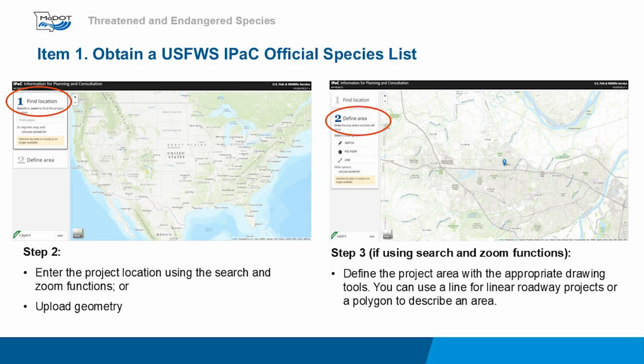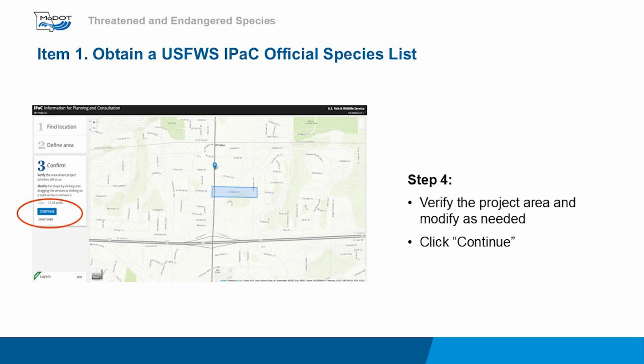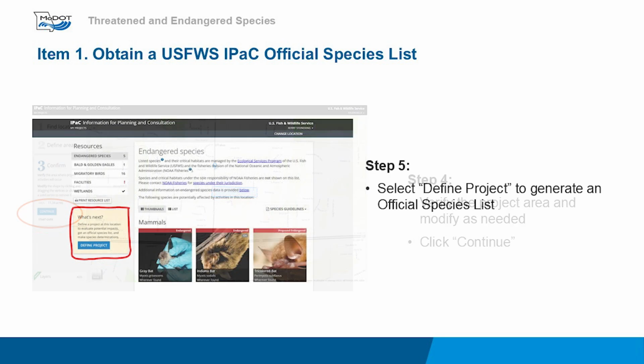If you upload a geometry as part of Step 2, you will skip this step. Once you have drawn your project area, verify that the area is correct or modify the area as needed. You can modify the shape by clicking and dragging the vertices or by clicking on a solid vertex to remove it. When your project area is correct, click Continue. The IPAC official species list is based on the project area you define in this step.